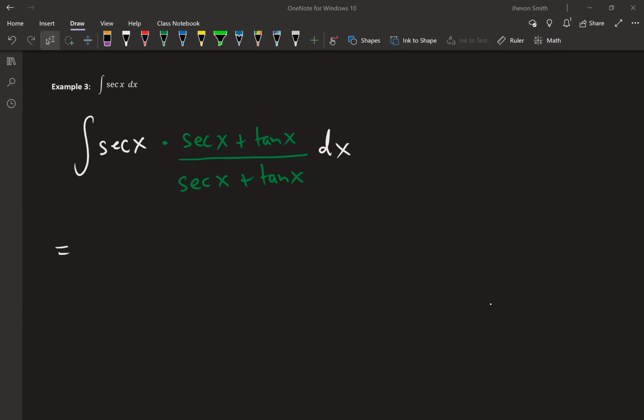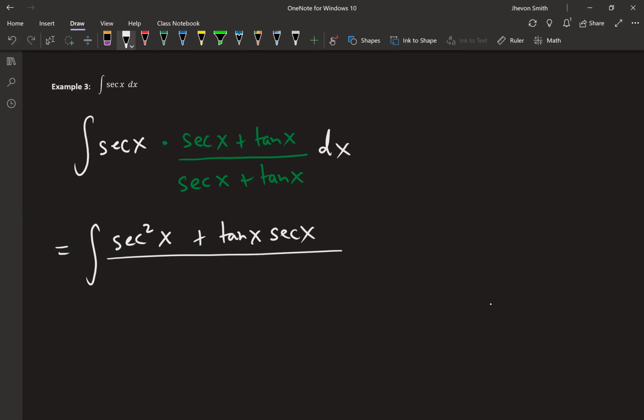Well, look at what I just wrote. Okay, so I'm steering you in a certain direction here. So you would have secant squared of x, and I think we know the integral of that. Secant squared of x plus secant x tangent x, over secant x plus tangent x. Okay. Now what? It looks a little bit messy at the beginning, but do you see anything now?